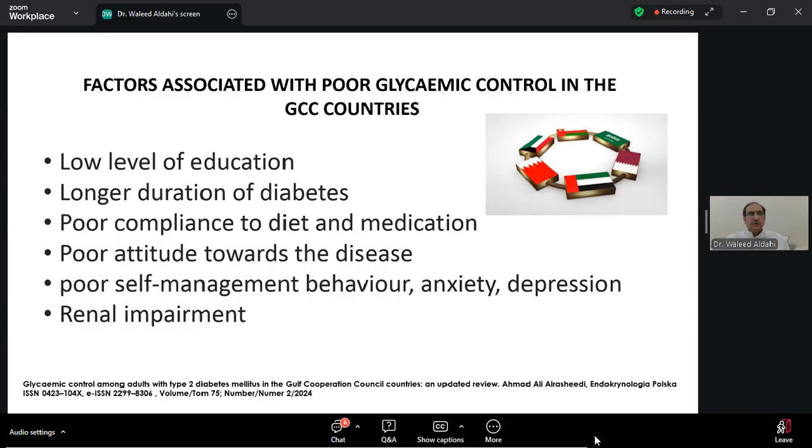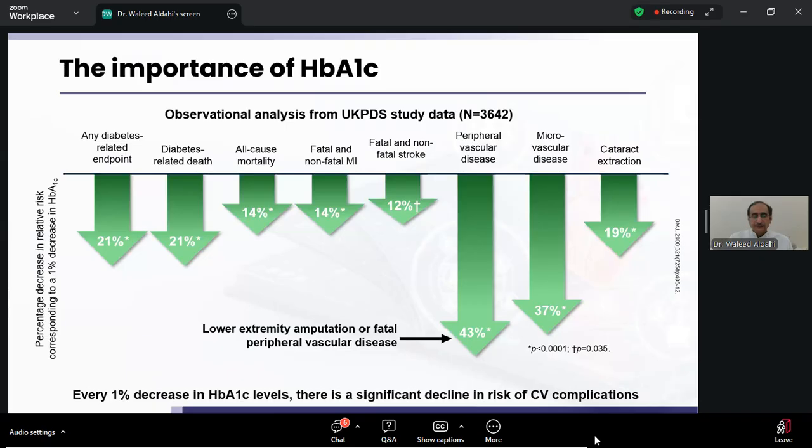And he put them in these points: low level of education, we still have many people whose general education is not high, longer duration of diabetes, poor compliance to diet and medication, poor attitude toward the disease, where, as we said, they think it's not a big disease, it's just a number, and poor self-management behavior, anxiety, depression, and renal impairment. These are the factors that he noticed from studying this issue. So this is something for us also to learn.